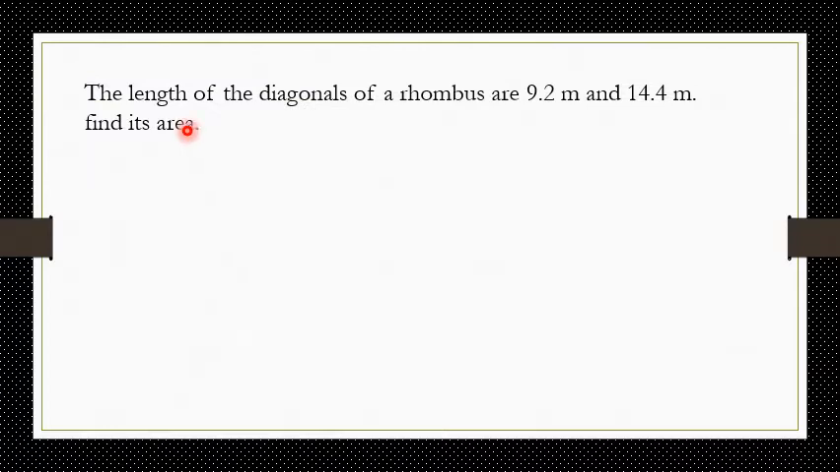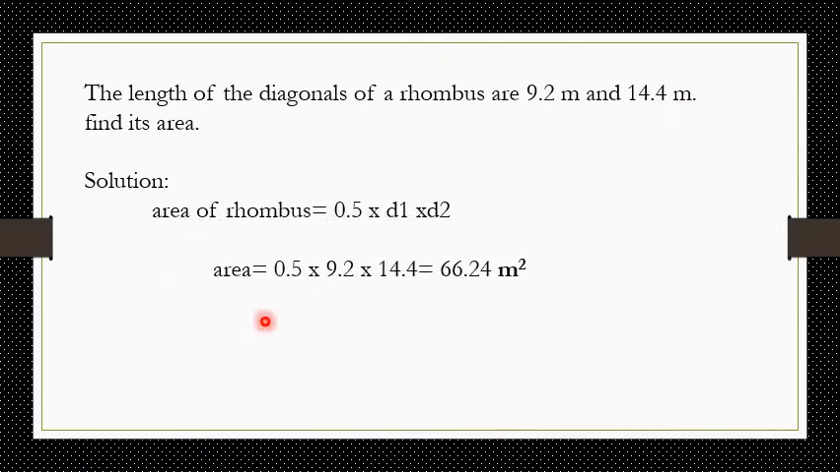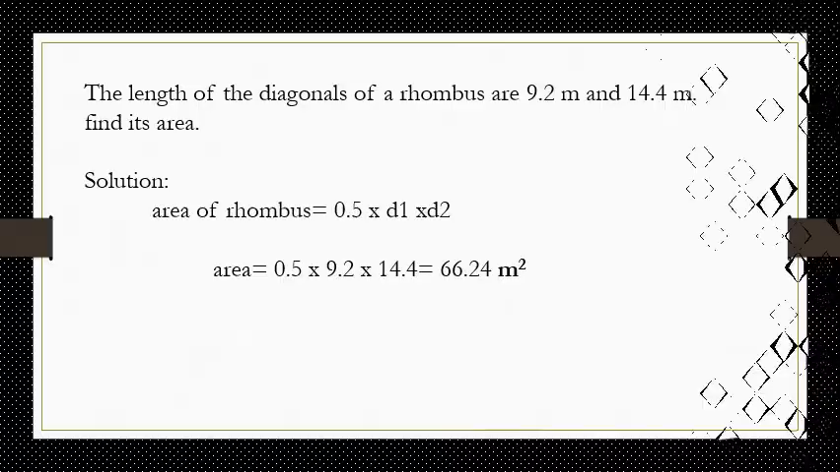Now, if he gave me the length of diagonals of a rhombus 9.2 and 14.4 meter, and we wanted to find the area of the rhombus. The formula area of rhombus equals half by D1 by D2. Let D1 equals 9.2 and D2 equals 14.4. So area equals half by 9.2 by 14.4 equals 66.24 meters.